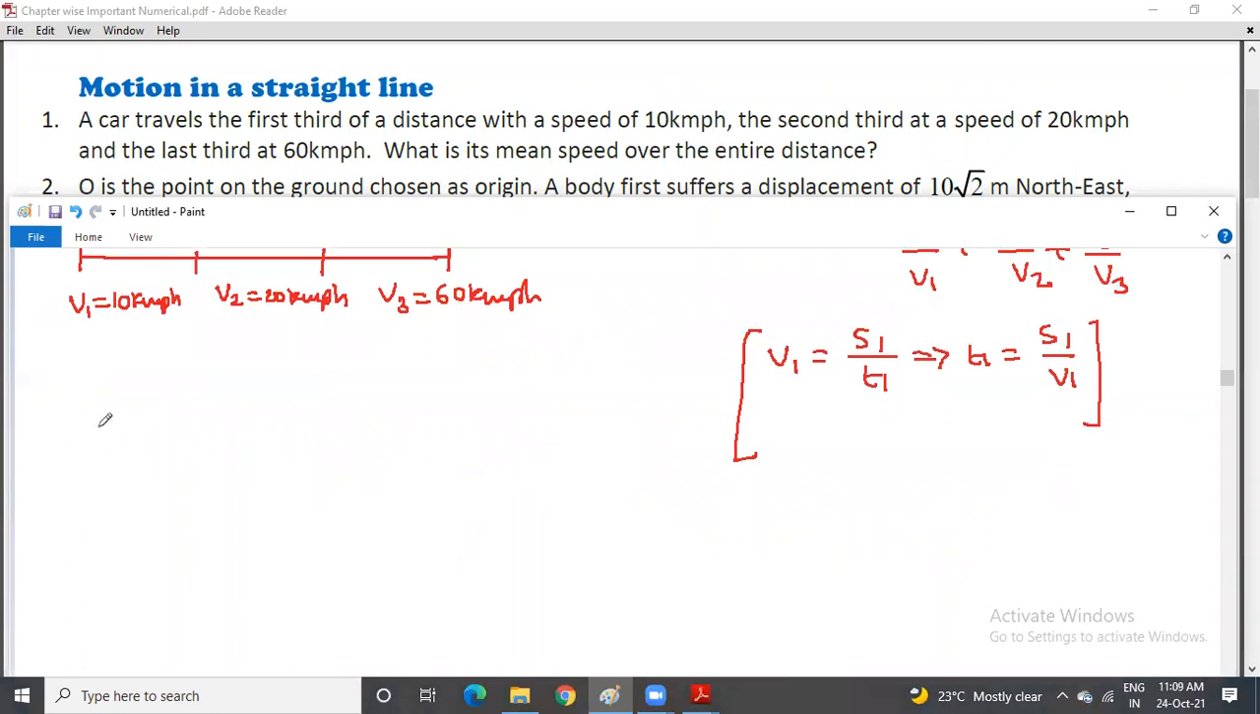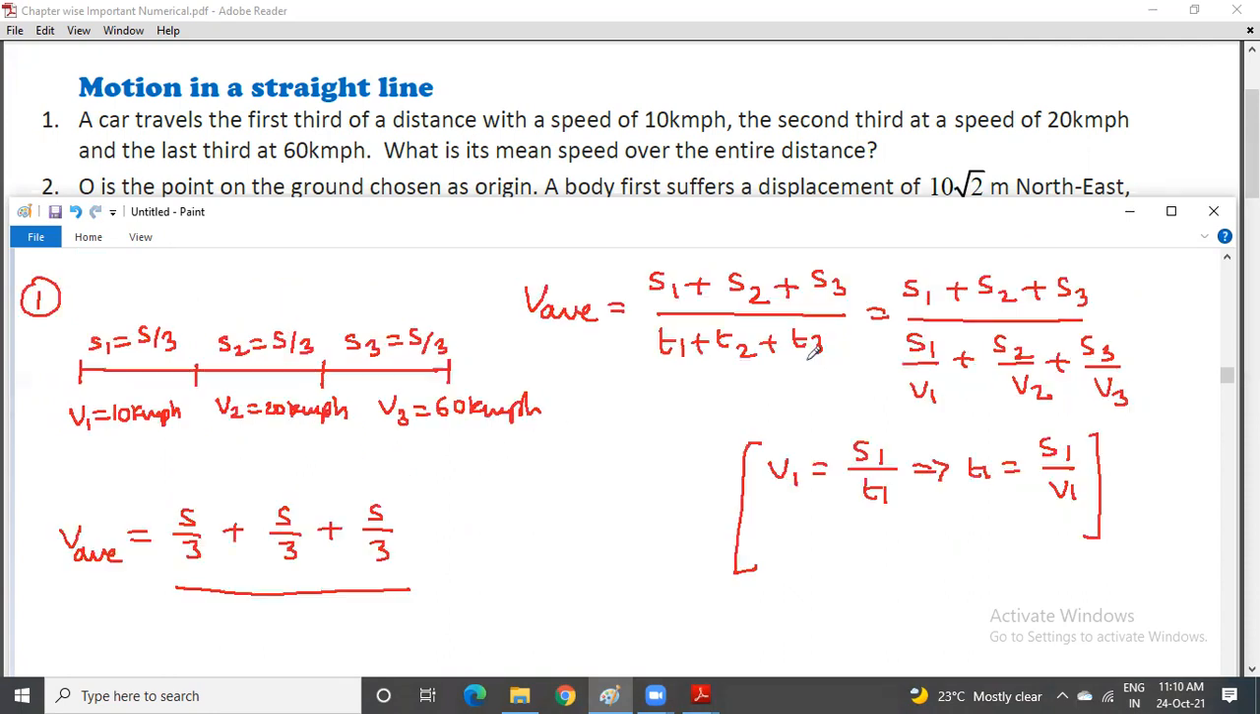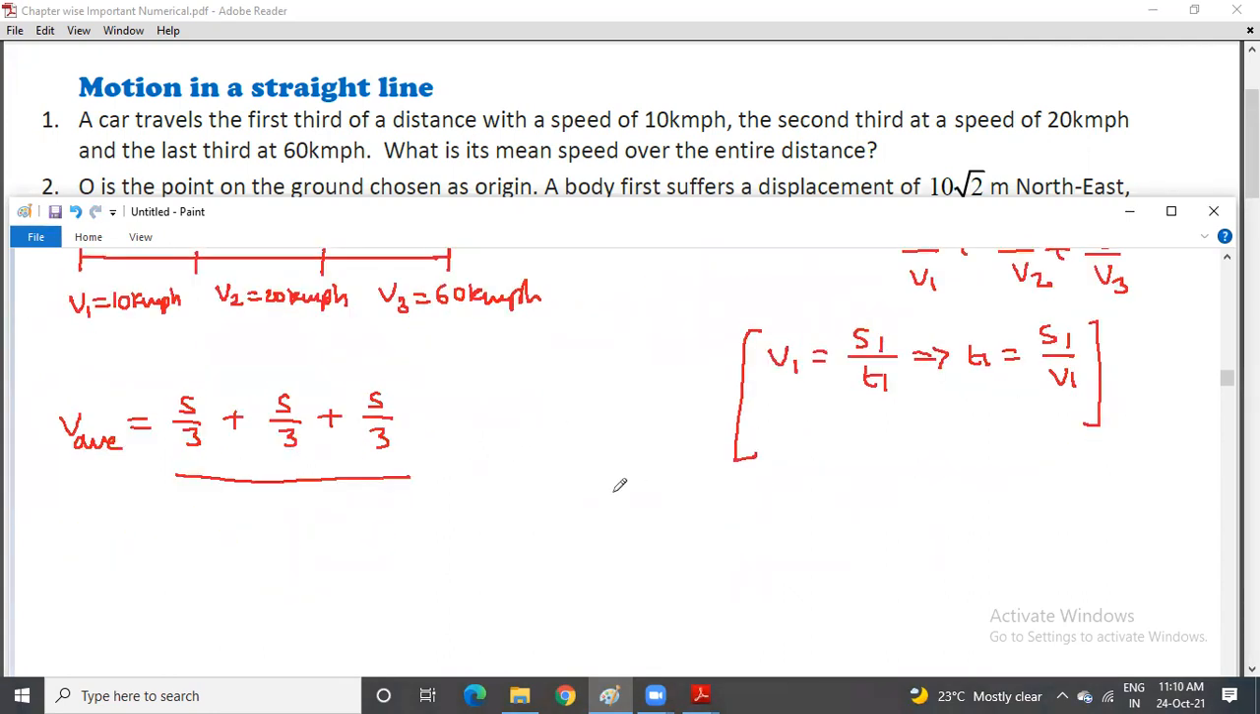Now, you take S1 equal to S by 3, S2 also S by 3, S3 also S by 3, whole divided by the times. So once again, you have written S1 by V1 as S by 3V1, because S1 is S by 3. S2 is also S by 3 multiplied with V2, S3 also S by 3 multiplied with V3.